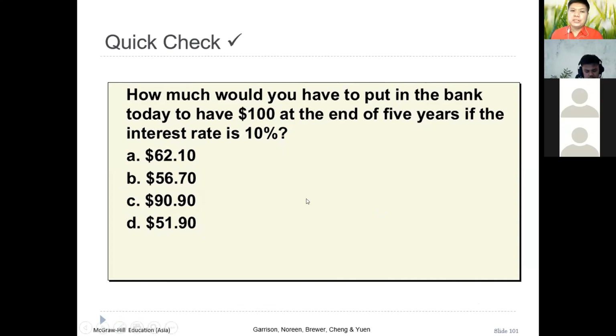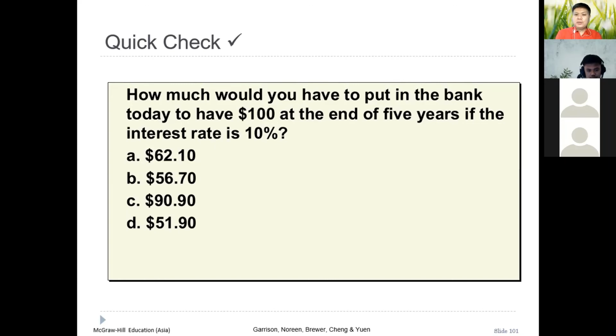So let's have a quick check. How much would you have to put in the bank today to have 100 at the end of 5 years if the interest rate is 10%? So what is the question? Are you looking for the future value or you're looking for the present value? Answer. Present value po. Present value. Kasi tinatanong mo, magkano daw ang i-invest ko today so that I will receive 100 at the end of 5 years. Tapos 10% ang inahanap niya.